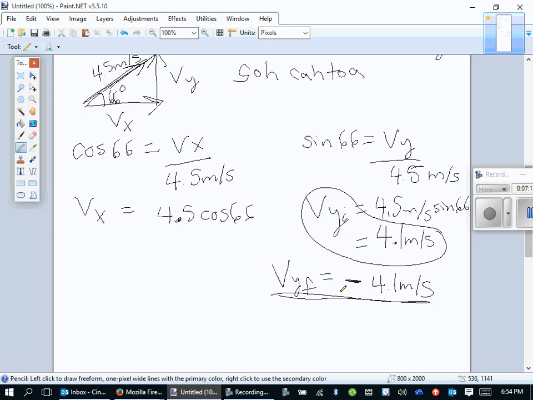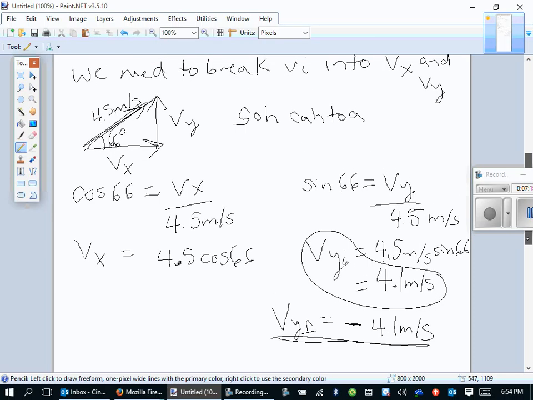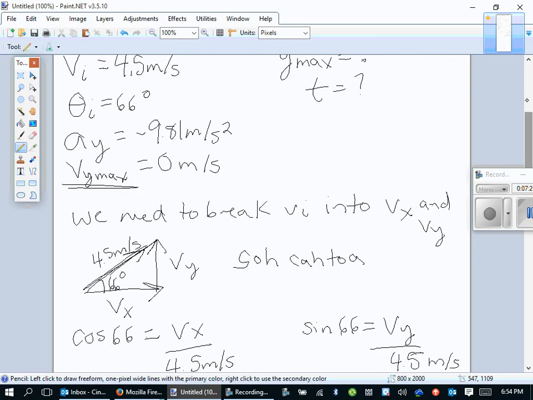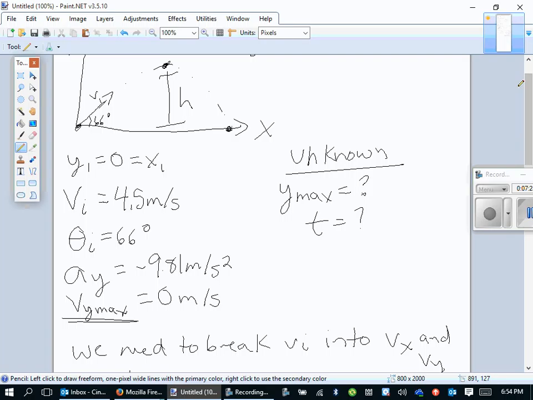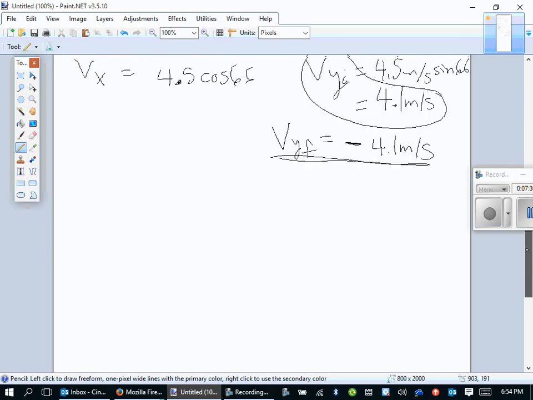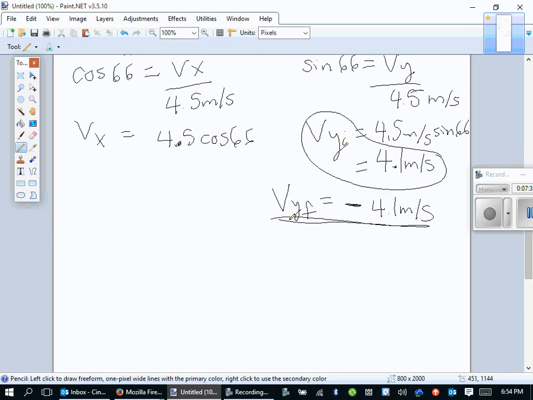We have a final velocity in the y direction. What else do we have? We have an initial velocity in the y direction. Final, initial. We have an acceleration in the y direction. And I think we have just about everything we need.